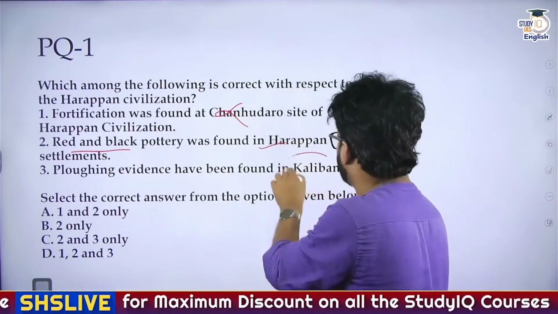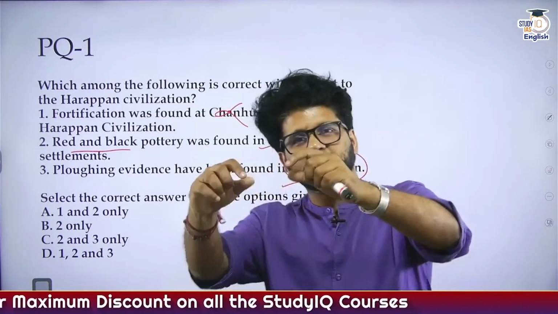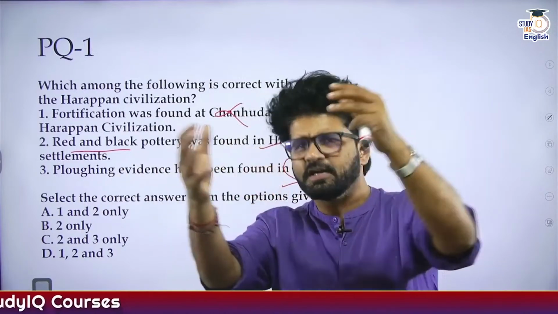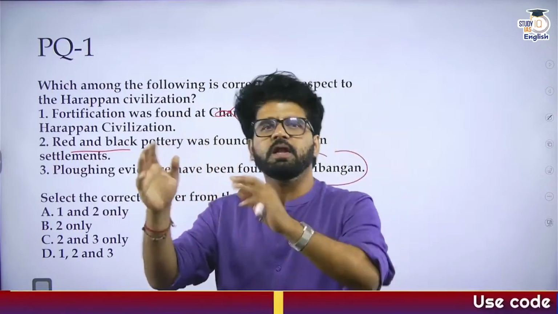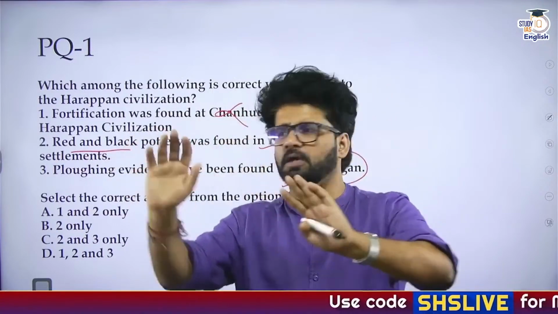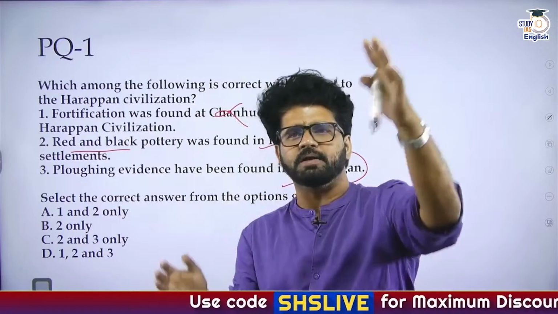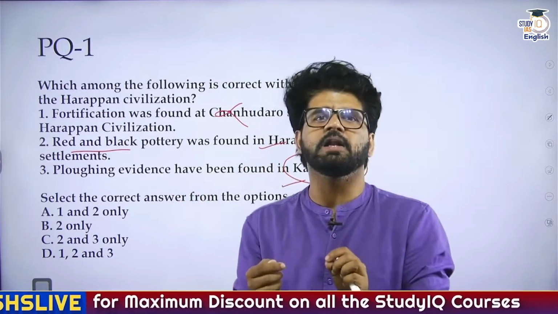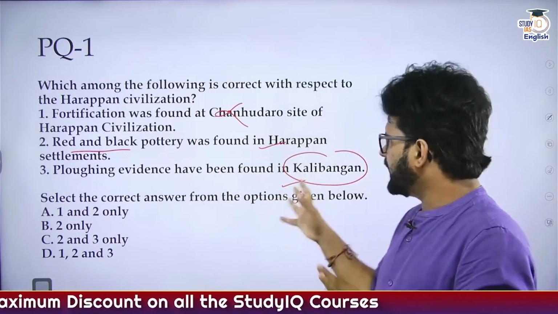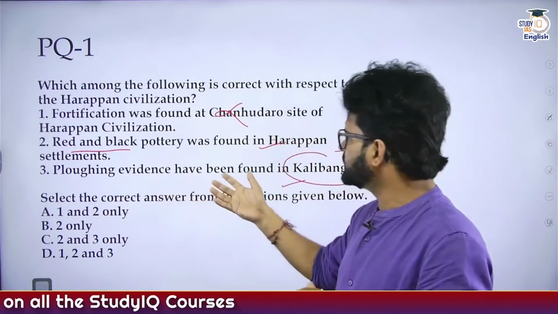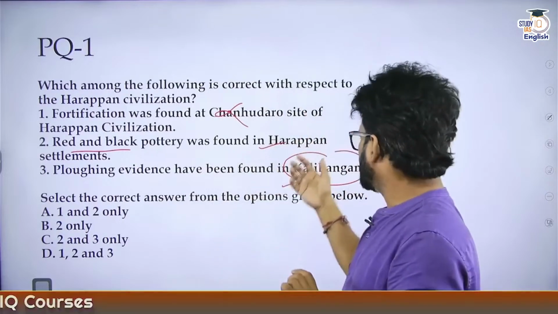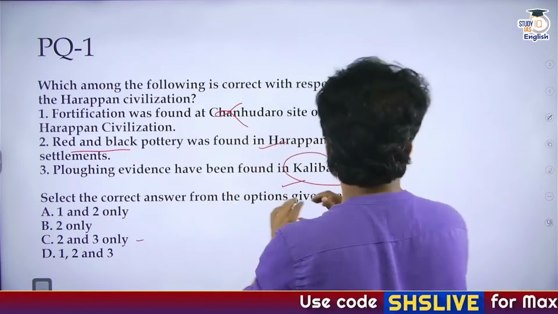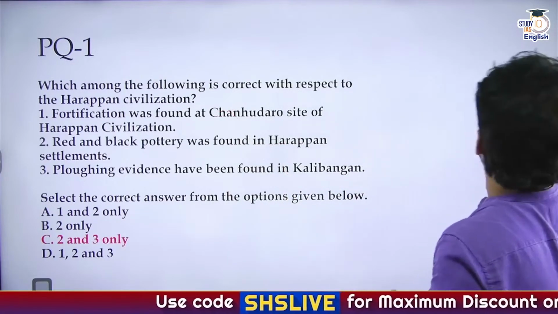When we were discussing Kalibangan, we discussed that this is an intermediary site between the Eastern Harappan sites and the Western. Even in simple terms, sites in India and sites in Pakistan, the site acting as a linkage between them is Kalibangan. A very interesting site, with fire altars, flowing evidence, and some people say it was also a manufacturing center. So the third statement is also correct. The answer is C, 2 and 3 only. Let's move on.